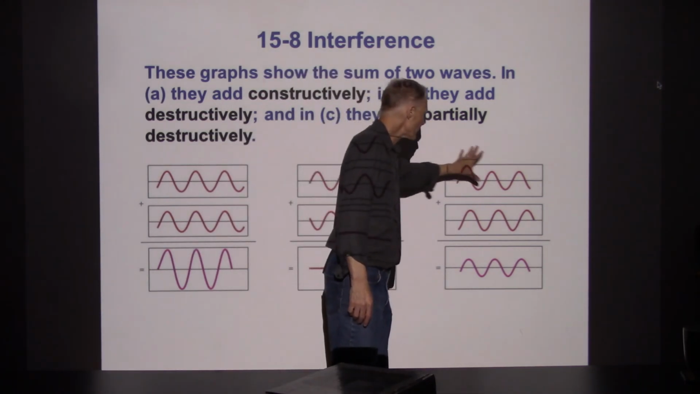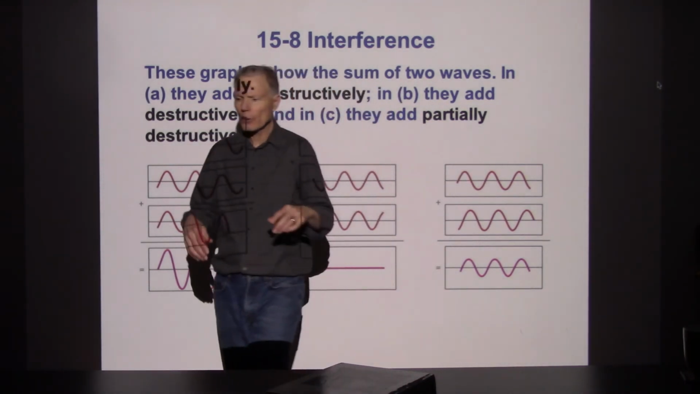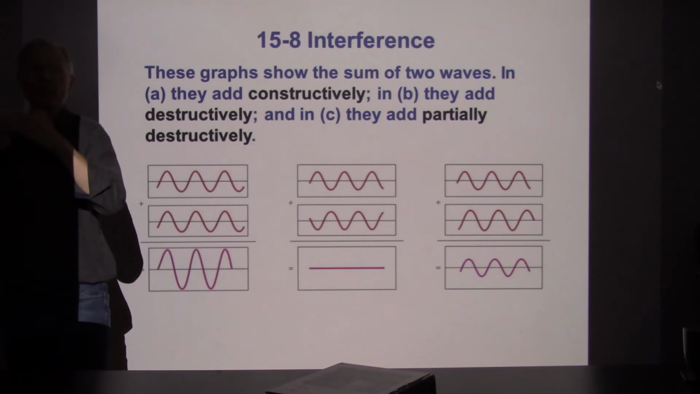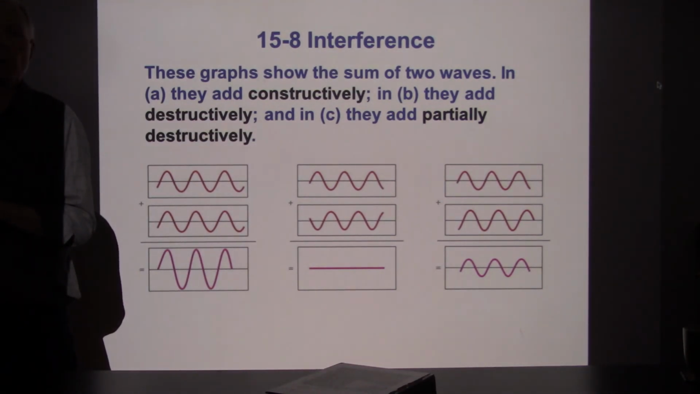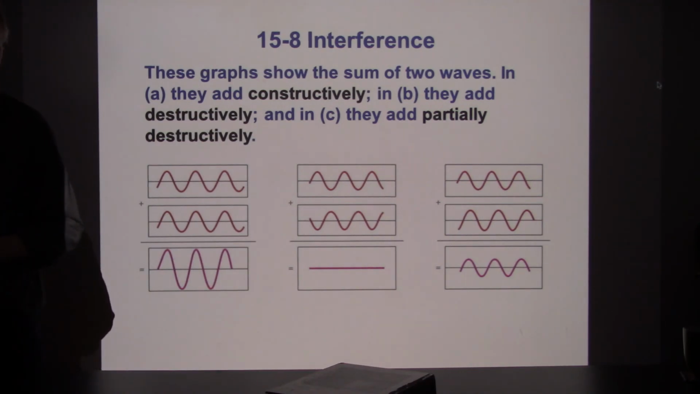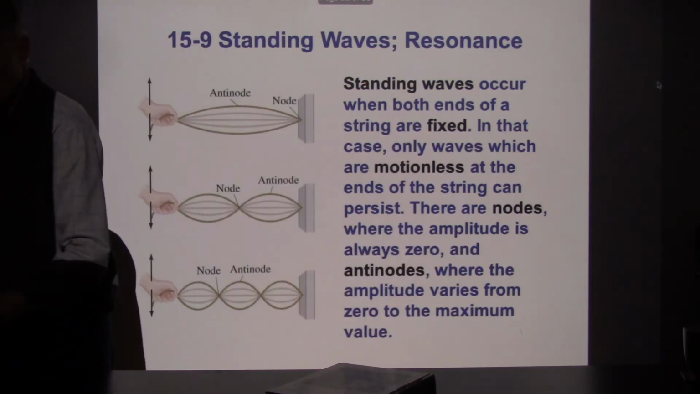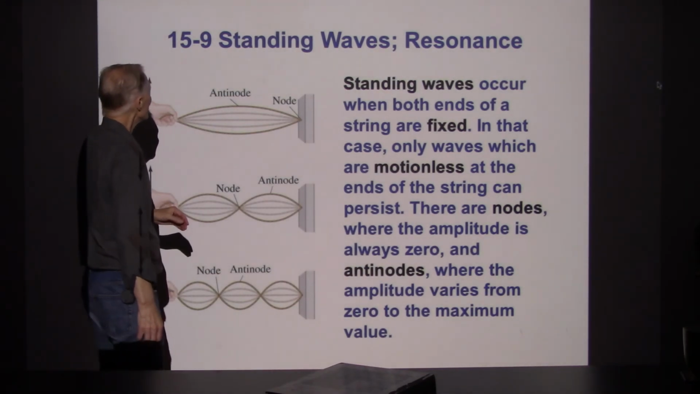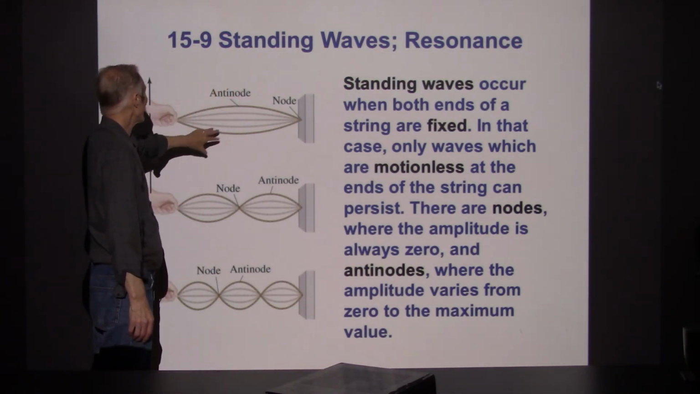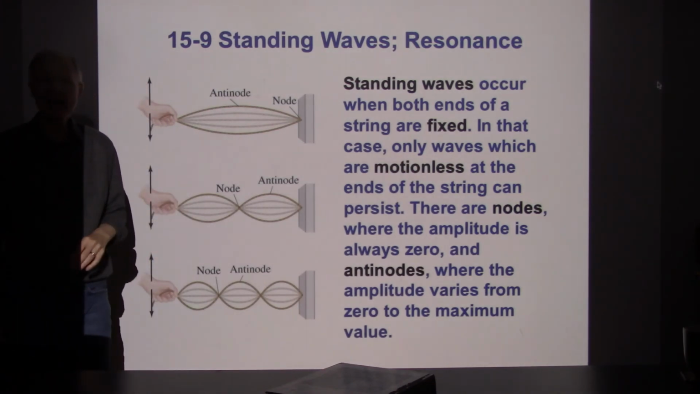Now this is something intermediate. So you can have identical matching constructive interference, exactly out of phase destructive, and then there's everything in between. So it's important not to forget the everything in between. All right, now we've been looking at traveling waves. Let's take a look at what are called standing waves.